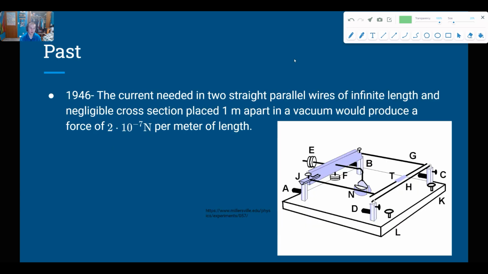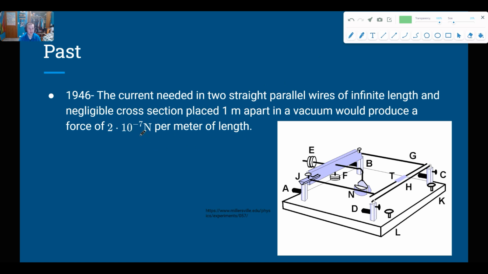Okay, so in the past, from 1946 to 2019, the ampere was defined as the current needed in 2 straight parallel wires of infinite length, negligible cross section, placed 1 meter apart in a vacuum, to produce a force of 2 times 10 to the -7 newtons per meter of length. We'll get to the newton a little bit later, but that is a unit of force.